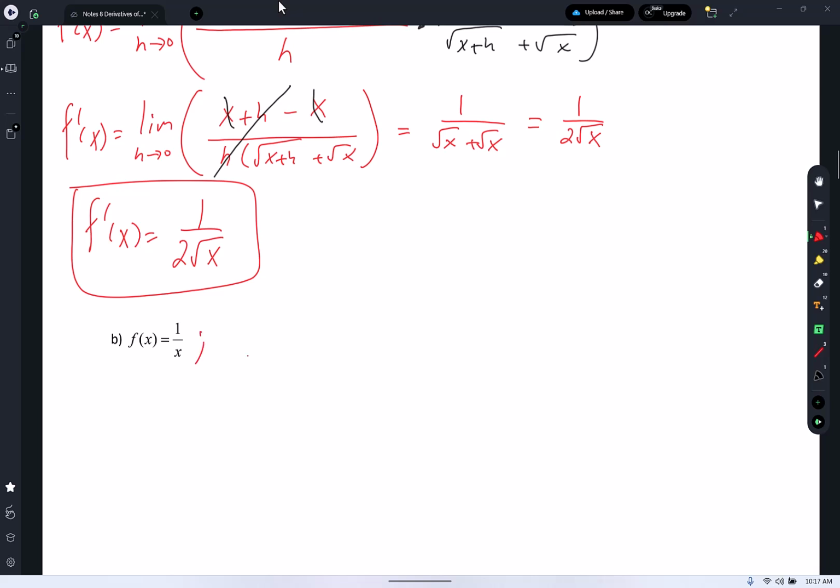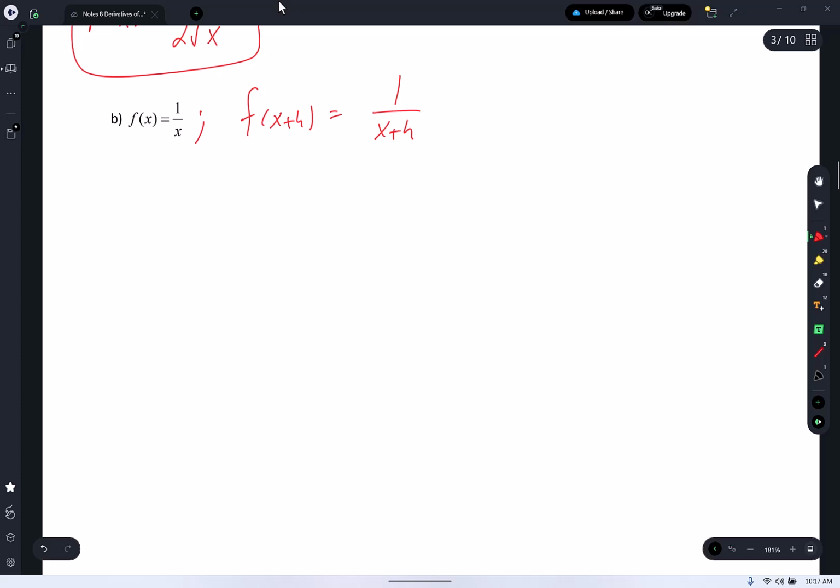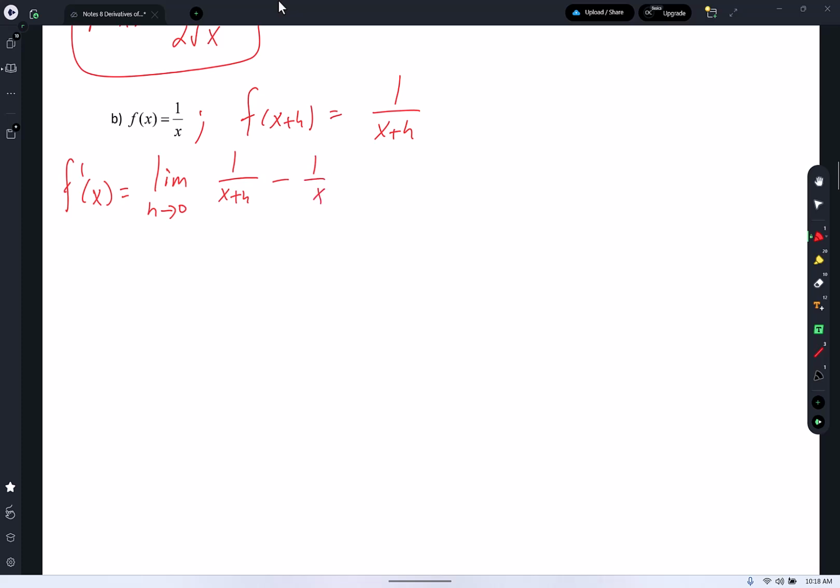So I have f of x, I need f of x plus h. 1 over x plus h. I have everything I need now. I'm going to write f prime first. F prime of x equals limit as h approaches 0, 1 over x plus h minus 1 over x all over h.